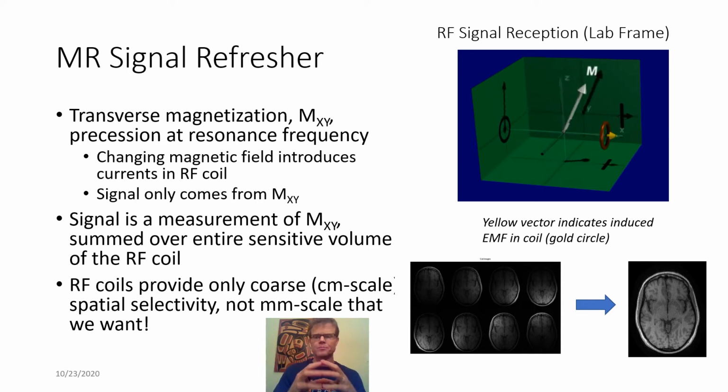So it's kind of what's illustrated in the picture at the bottom here, that we have these large, multiple centimeter size RF coils, and the signal we get is the sum of the transverse magnetizations from that entire RF coil. An RF coil does give us some amount of localization. It's very coarse, on the scale of centimeters, but nothing nearly like the millimeter scale that we're going to want from MRI.